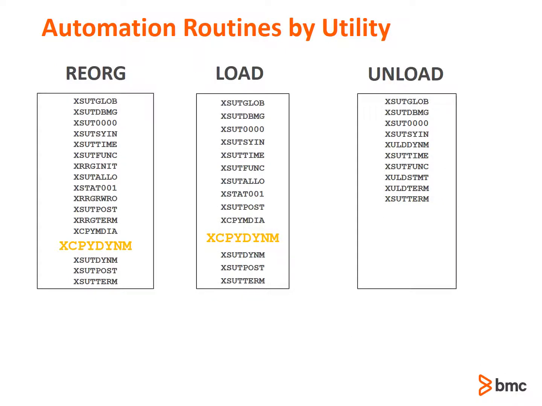We won't spend a lot of time in this overview session on this slide. It is simply identifying all the automation routines NGT can invoke. These are all documented as to when they are called and what values will be available to you if you code or update one of these exits. We will spend some time on the next slides with XCPYDYNM, which is a vehicle to control image copy datasets.